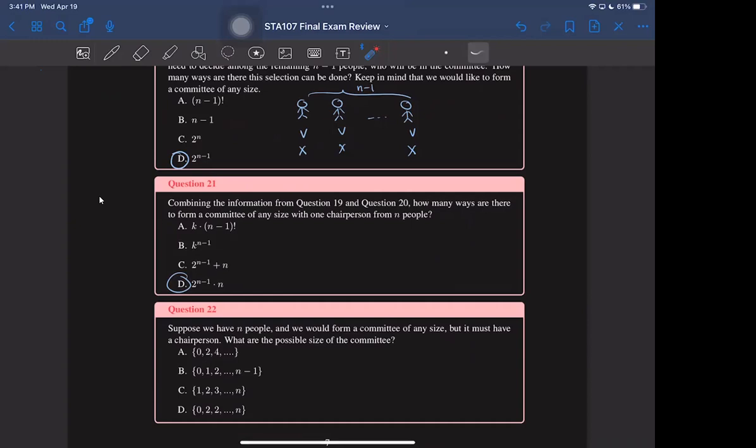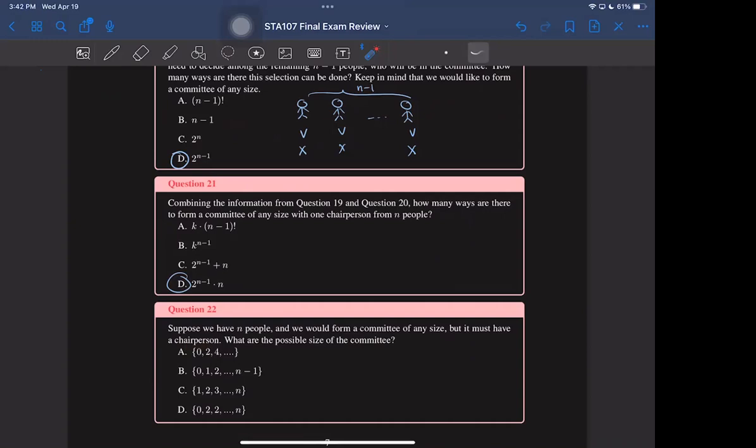I see one answer is B. Why do you think it is B? The size of the committee has to include the chairperson as well, because the chairperson is part of the committee. Okay, so the answer is C.